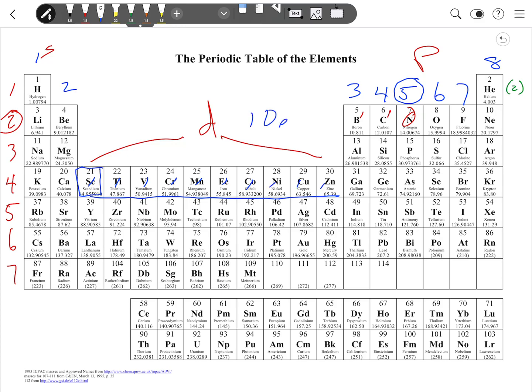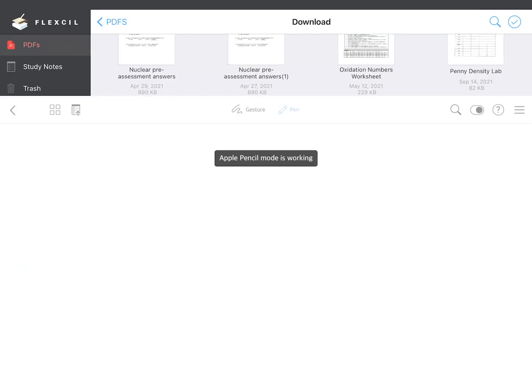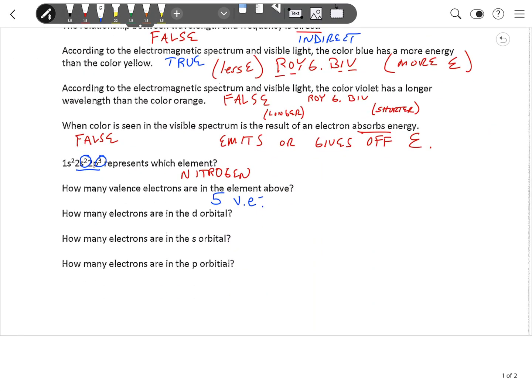There are 10 electrons that can be held in the d orbital. In the s, you see they have 1 and 2 for each period. And in the p, we have 1, 2, 3, 4, 5, and 6. So if we go back to our review, the d orbital has, we said, 10 electrons, and the s orbital, we said 2 electrons, and the p orbital, we said 6 electrons. All you gotta do is count up how many blocks in a period for each one.